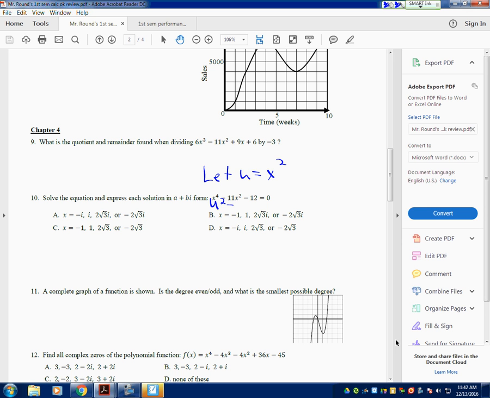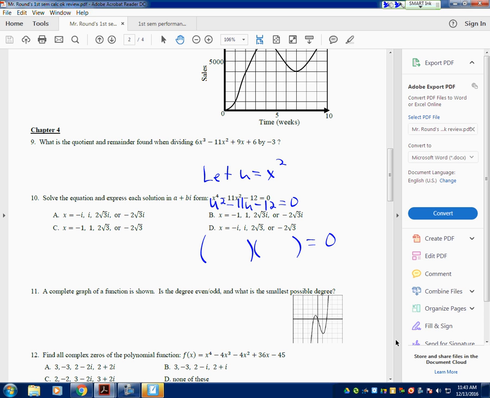X to the 2nd would become u. And then I have a quadratic in u, or a quadratic in x squared. It's kind of like what we talked about with sine and cosine. You can have a quadratic that's in another function as the variable. So how does u squared minus 11u minus 12 factor?